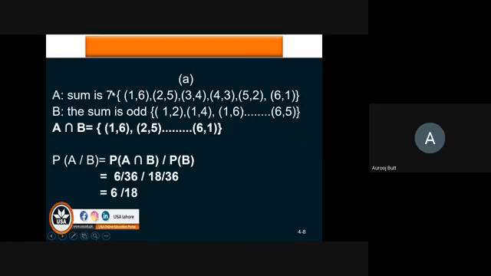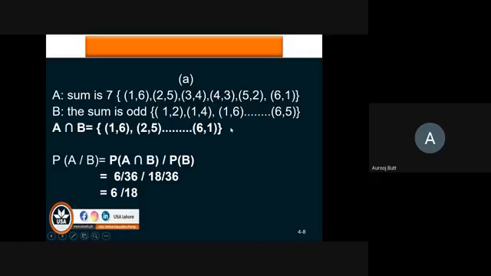So what are the common points? 1,6 and 1,6 are common in nature, so you'll just enlist the sample point. 2,5 and 2,5 is also common in both of these events, so you can enlist it. Up till so on 6,1. 6,1 is in this one as well as in that one, so simply enlist it. Then you will have the sample points of A intersection B.